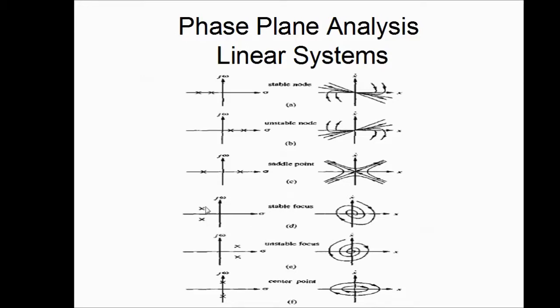When both are complex conjugates and have negative real part, then you have a spiraling stable focus. The solution converges to zero and it's a spiral. When lambda 1 and lambda 2 are both complex conjugates with positive real part, then the phase portrait is an unstable focus, with the solution spiraling outward from the origin going to infinity.